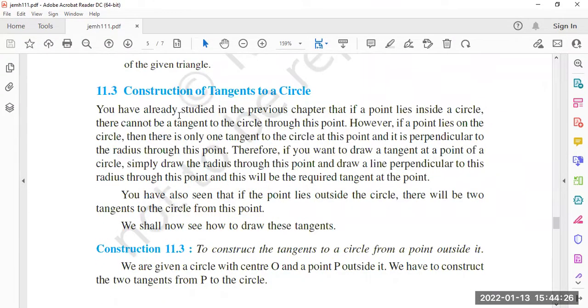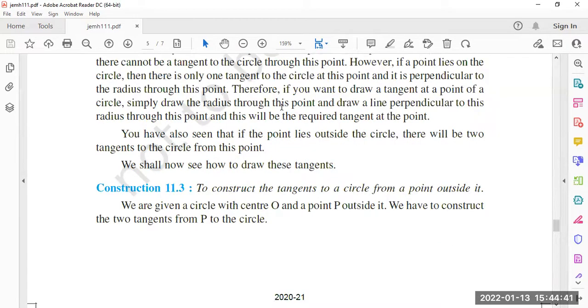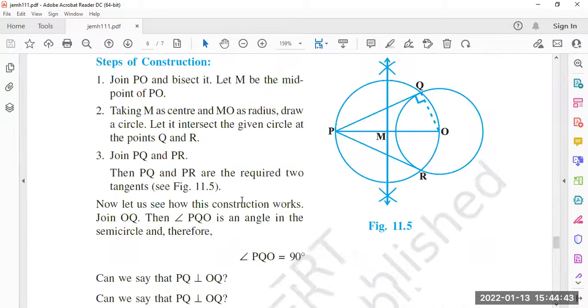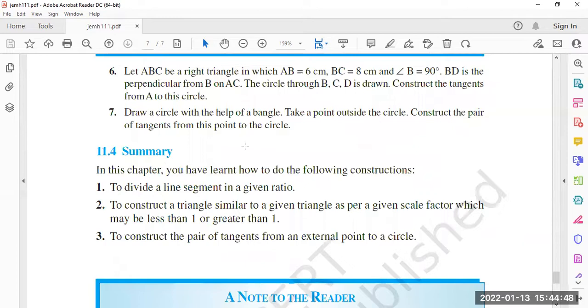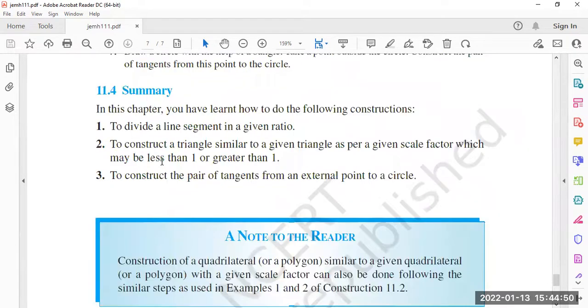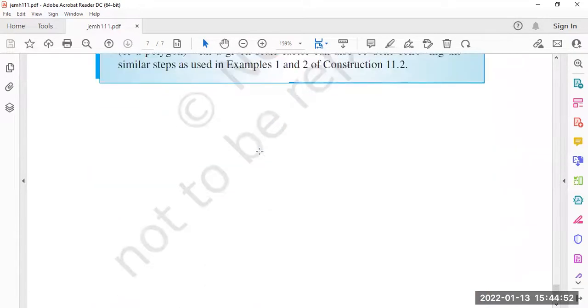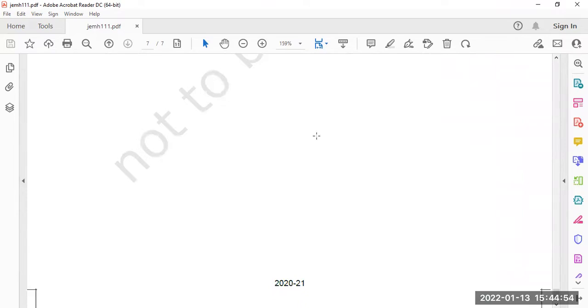Then the third concept that we will study in this chapter is construction of tangents to a circle. एक सर्कल के लिए tangents कैसे बनाते हैं? What is meant by a tangent, that we will study, and how to draw a tangent to a circle, that also we will study here. Okay, so that's the third concept. For that concept we have exercise 11.2, and after finishing that exercise, that's the summary of the chapter, and that's the end of the chapter. So this is the whole idea of chapter number 11, constructions.